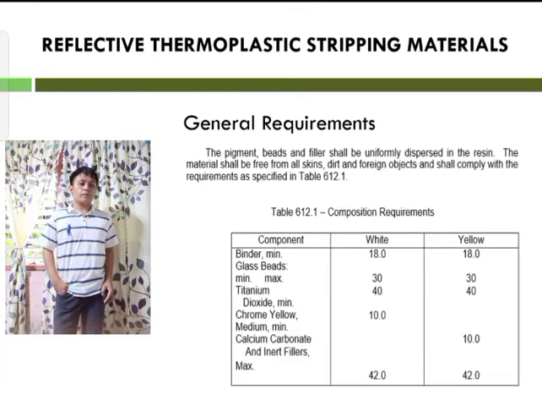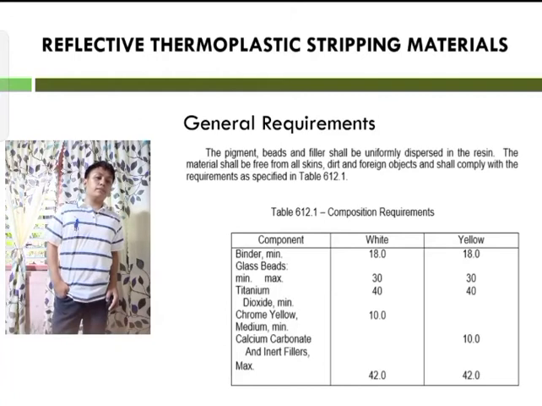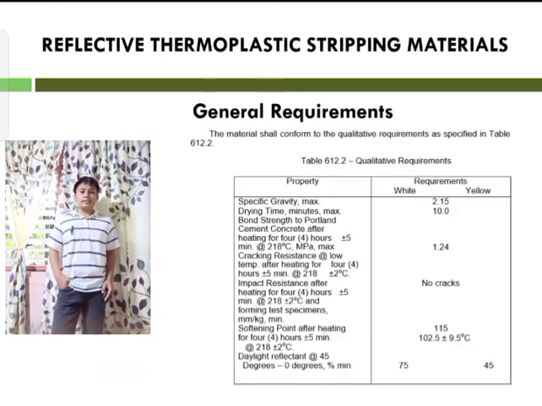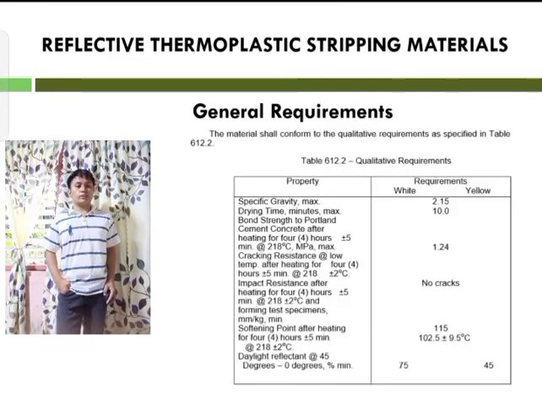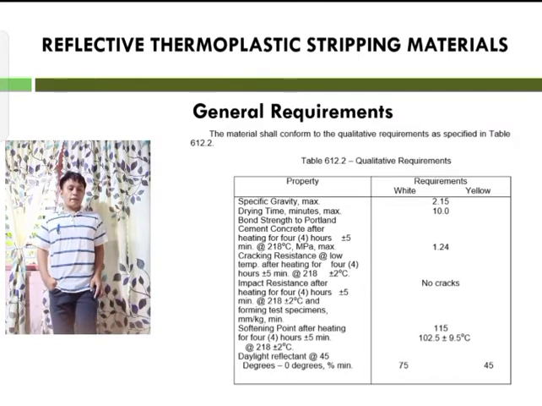So let us not make it broad. The next general requirement is the qualitative requirements. This is shown in Table 612.2. Here we can also see that both white and yellow have the same requirements.